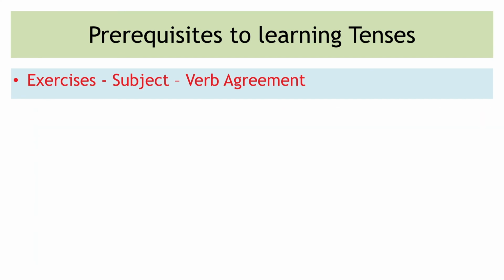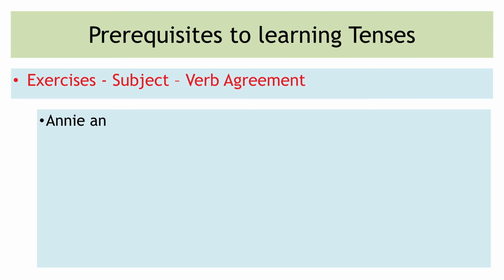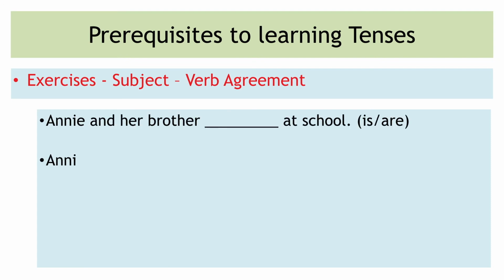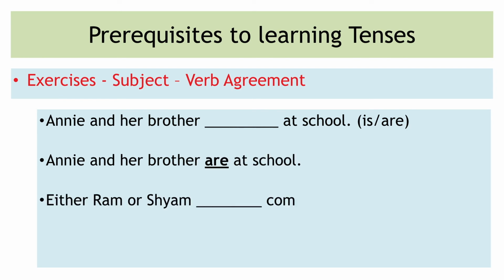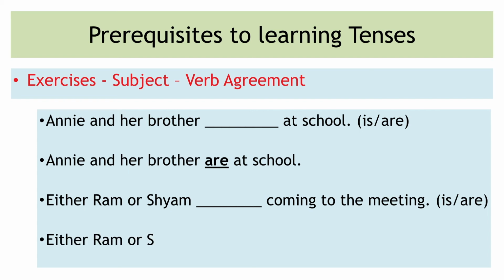Fill in the blanks with the verbs that are in the bracket. Annie and her brother are at school. Either Ram or Shyam is coming to the meeting. Now, why did we use are in the first sentence and is in the second sentence? In the first sentence, the subjects Annie and her brother are joined by the conjunction and, therefore we use are. Either Ram or Shyam: when we use either or, we need to use a singular verb.